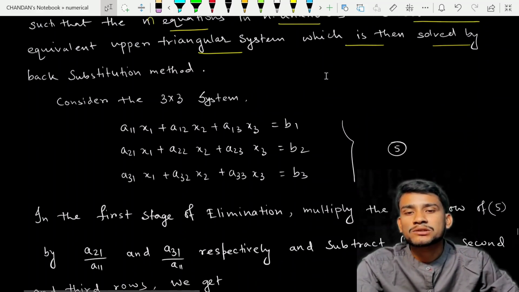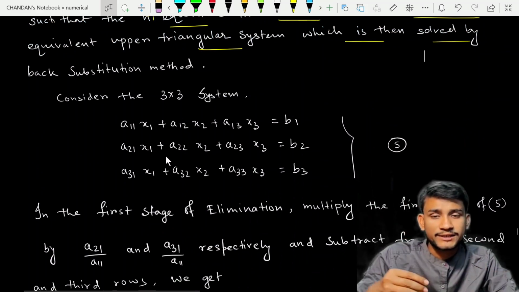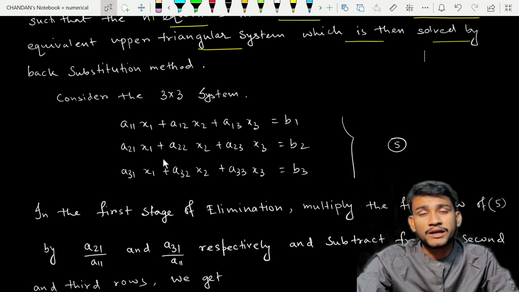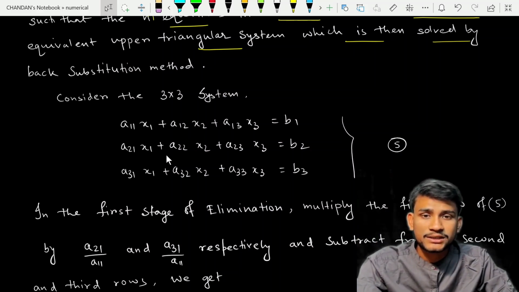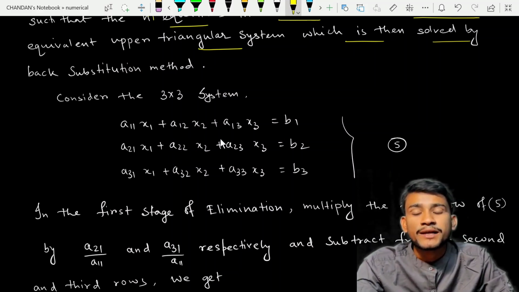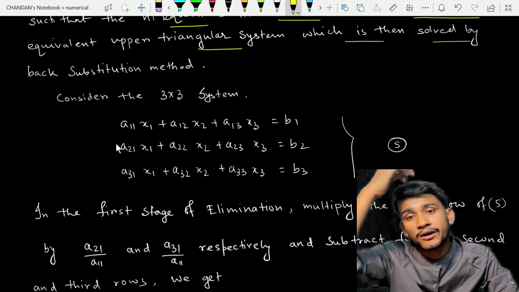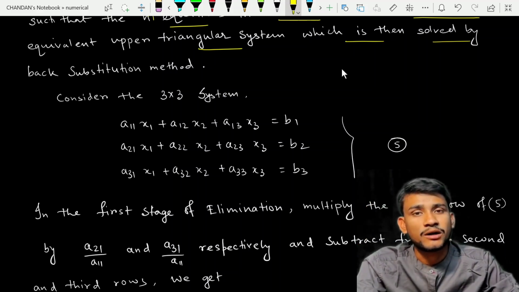Okay, so first we consider the 3 by 3 system, and then we generalize the system. This will be very helpful to understand if we consider the 3 by 3 system. That's why I take the 3 by 3 system first, and then we generalize the case. This method is also mentioned in the book by Jain Iyengar Jain. You can also follow the book of Jain Iyengar Jain, Numerical Methods.